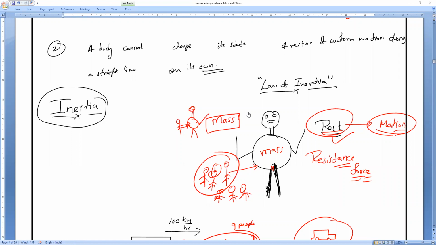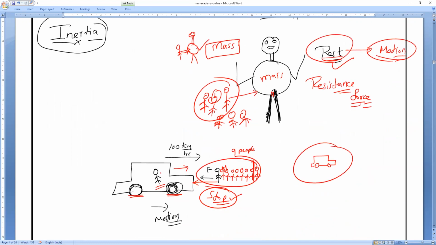Yes, sir. Okay, Abhirami is asking something: so then the force of a sudden brake is greater than the force of the car? Yes, Abhirami, the brake force is more than the car's. That is why it changes its position. So that is what is called inertia.